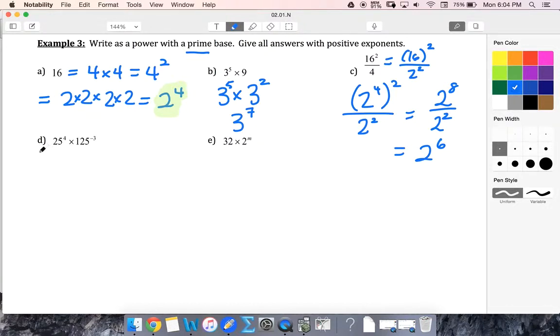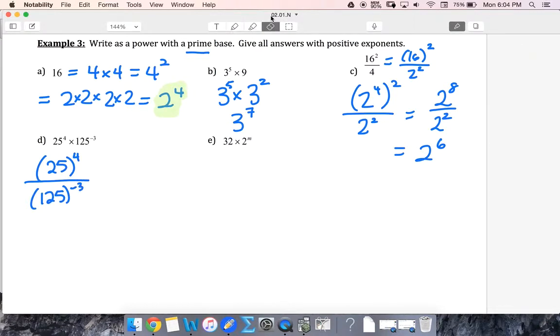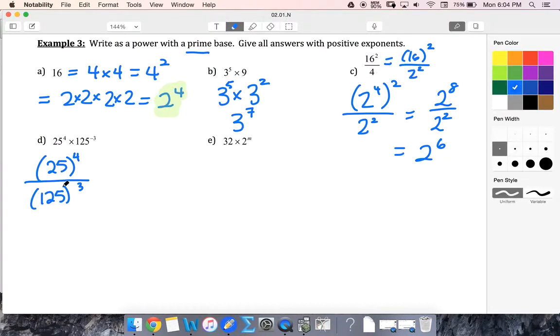So 25 raised to the 4th, 125 raised to the negative 3rd. I'm going to move that down. 125 to the negative, oh, I moved it down, not negative anymore. Positive 3. Well, 25 is the same as 5 squared to the 4th.